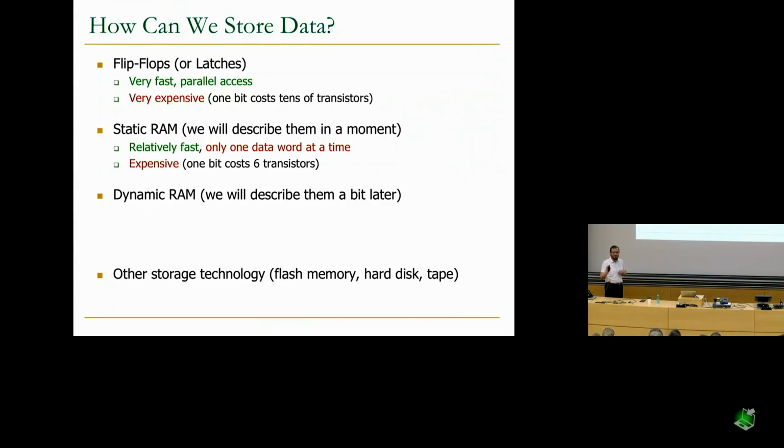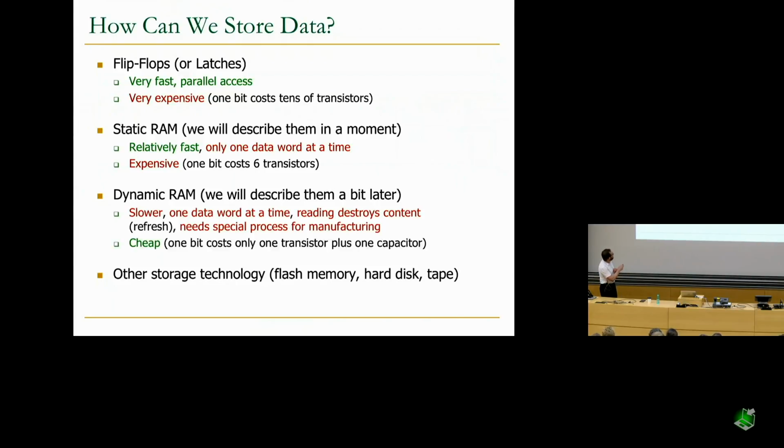Dynamic RAM, DRAM, we actually talked a lot about DRAM, but we're going to talk a little bit more. It's slower, so you can see there are a lot of reds over here. You get 1 data word at a time. Reading destroys the content. You need a special process for manufacturing this because you rely on a capacitor. But you tolerate all of these reds because there's a green over there. And that green is it's cheap. Cheap means 1 bit costs only 1 transistor plus 1 capacitor. And you can pack a lot of data into main memory.